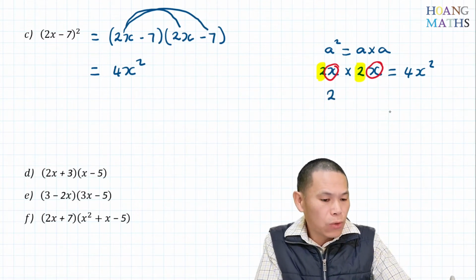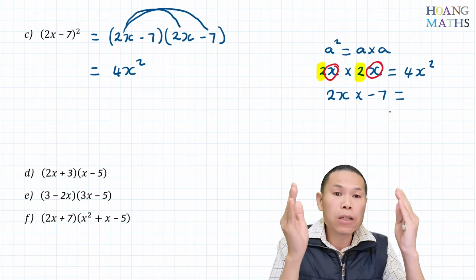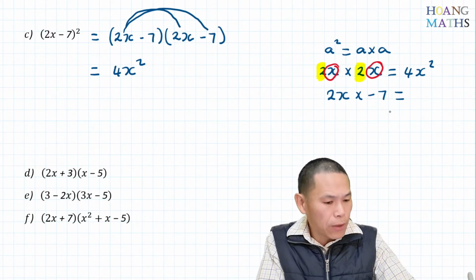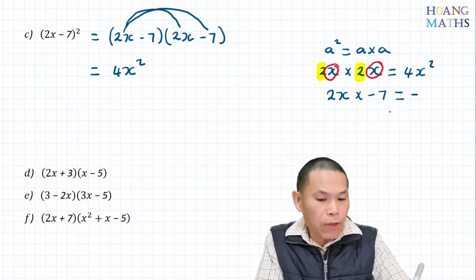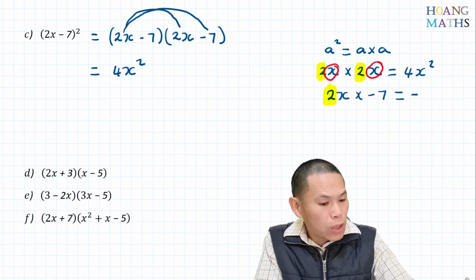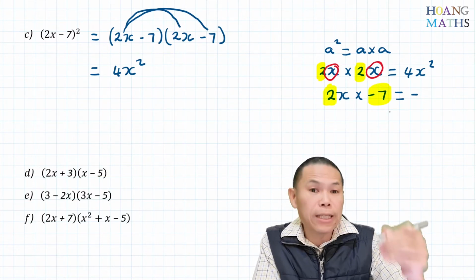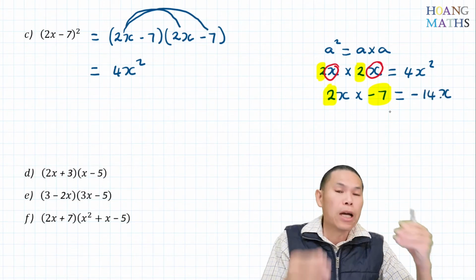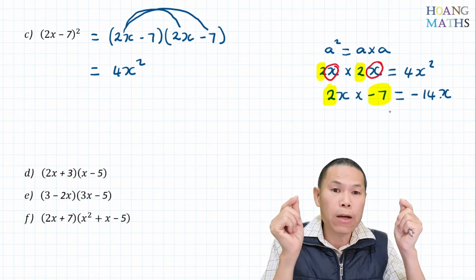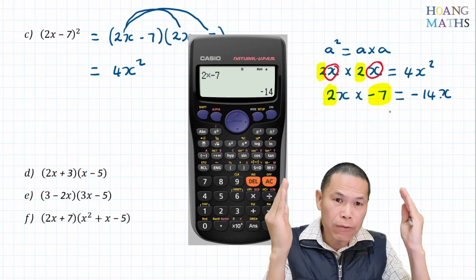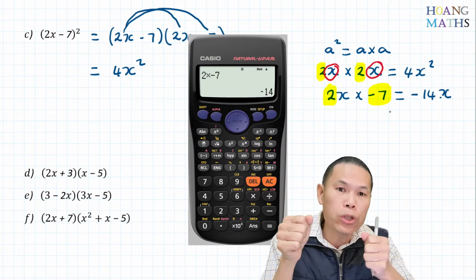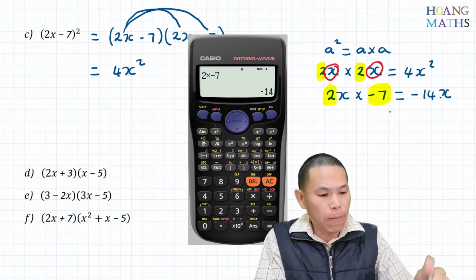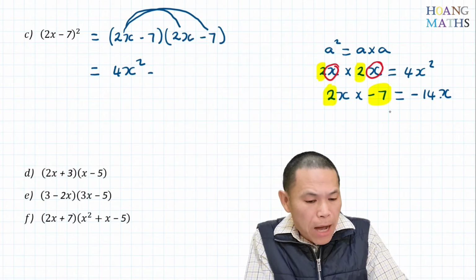I just write here 2x times negative 7. Positive times negative gives me a negative. Then 2 times 7 gives me 14, and the x, just write it down. Otherwise, you can just use your calculator with the numbers: 2 times negative 7 should give me negative 14. That means we have minus 14x.